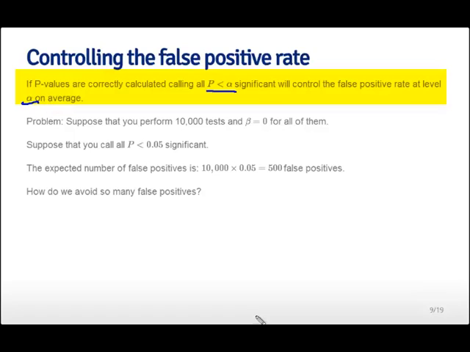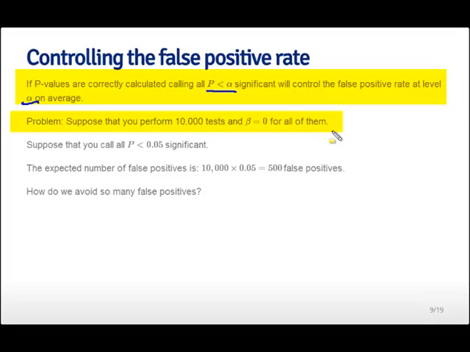Suppose that you perform, say, 10,000 hypothesis tests. This seems a little bit extreme, a large number of tests, maybe for people that are doing just 1 or 2 regressions. But in many high-dimensional settings or signal processing settings, this is actually a reasonably small number of hypothesis tests that might be performed.